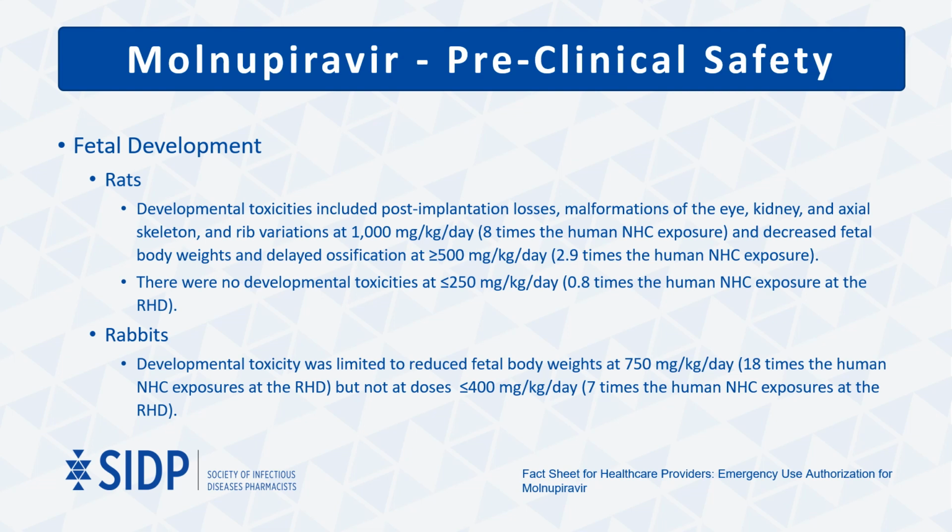Regarding fetal development in rats and rabbits, there were developmental toxicities that did occur when animals were exposed to high levels of NHC. In rabbits, there was also developmental toxicity resulting in reduced fetal weight, but again, these were at very high levels of exposure.